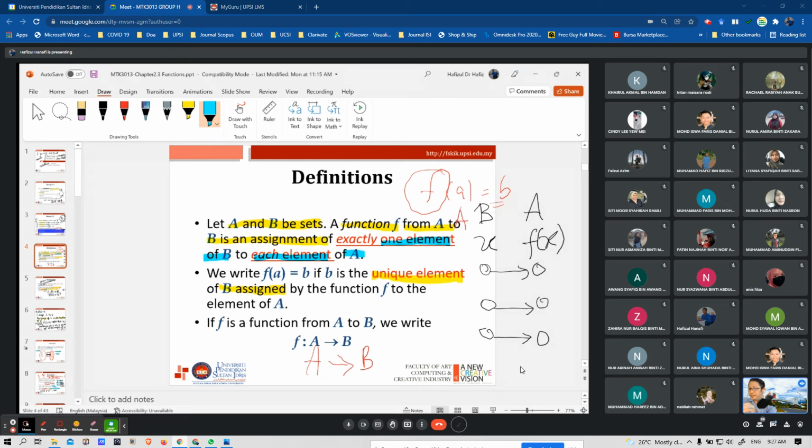As you can see, we can write f(a) equals b if b is the unique element of B assigned by the function f to the element a of A. And if f is a function from A to B, we can write f: A to B.